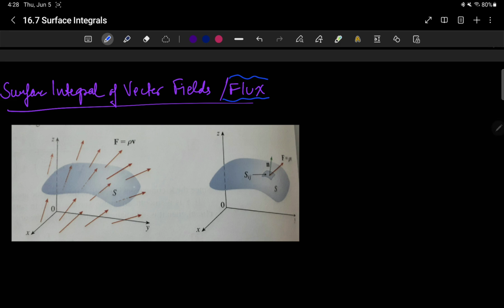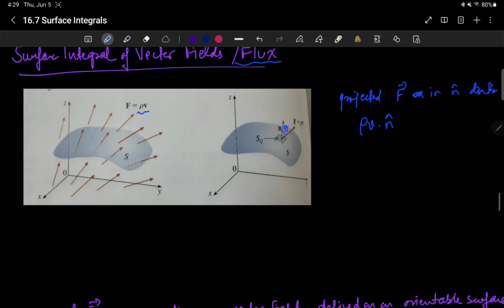So what's happening is we have the surface S and we have a vector field F given by rho v. And flux measures how much of it is passing through this particular surface. In order to measure that, we take a small section and draw the normal vector n, and F is at some angle theta to it. So we look at the projection of F on n. So we project F in the n cap direction. Whenever we are projecting, it means we do a dot product.